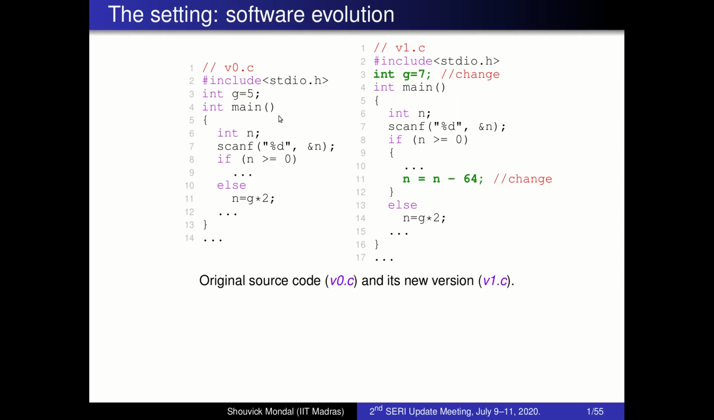So the entire program is one single piece of straight line up to this scanf, and then there are two branches, one for if and the other for else. Now in this evolution from v0 to v1, we have two changes. One is that the global variable g equal to 5 has changed to g equal to 7, and in the if, it has changed from n equal to n minus 64. So these are the two changes.